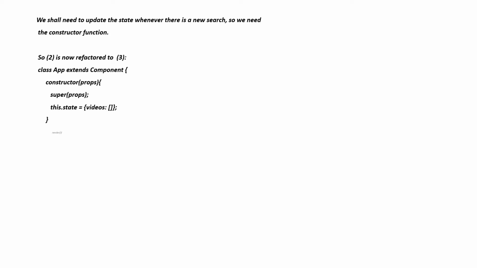We shall need to update the state whenever there is a new search, so we need the constructor function. So expression 2 is now refactored to expression 3, which is looking like this. So we are calling the constructor as we explained, because we are now updating the state. So this is expression 3. As we load the app, the state should be set with a list of videos with a pre-populated search term. Here, say surfboard, as follows.